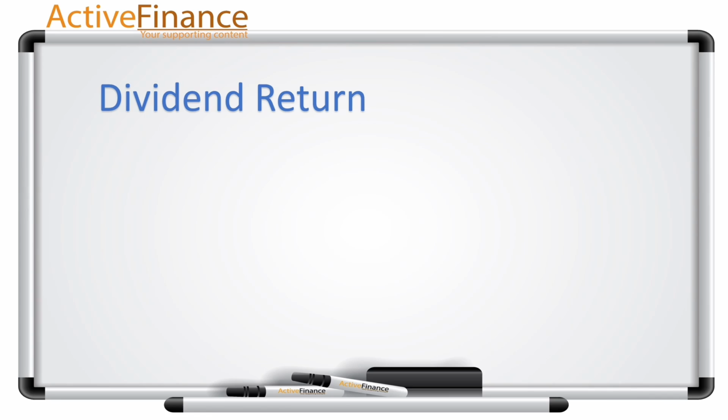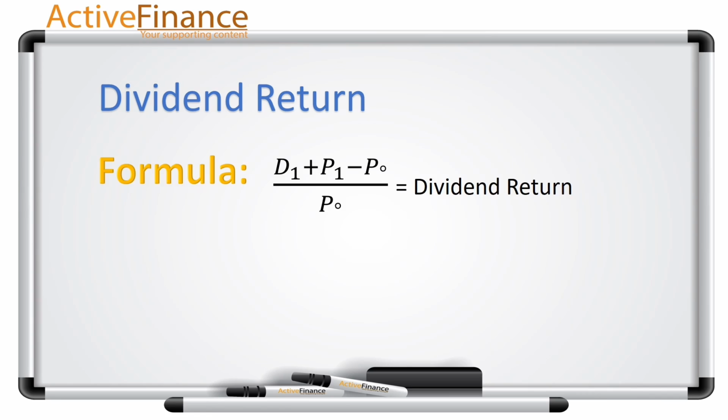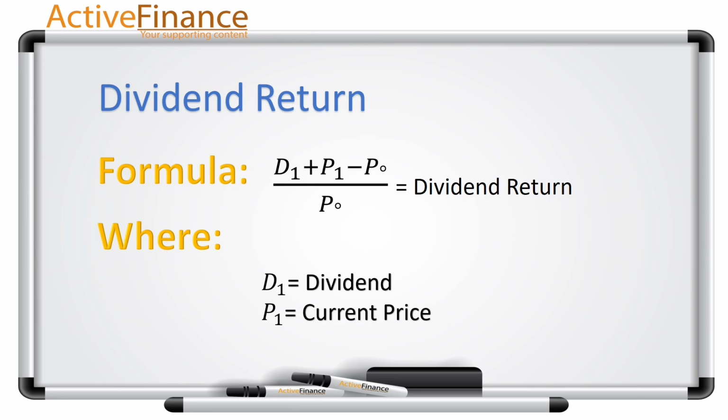Alright, welcome back. So dividend returns. This is the formula for calculating dividend return. The formula is D1 plus P1 minus P0, divided by P0, and we will get the dividend return. Whereas D1 is the dividends that we are expecting in a given time period, and P1 is the current price of that share, and P0 is the base price, or as you can also say, the initial price of the share. So this is the formula for calculating dividend returns.